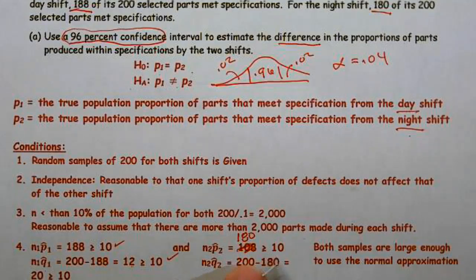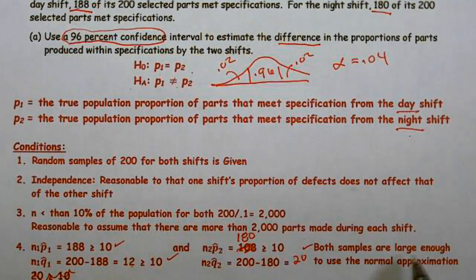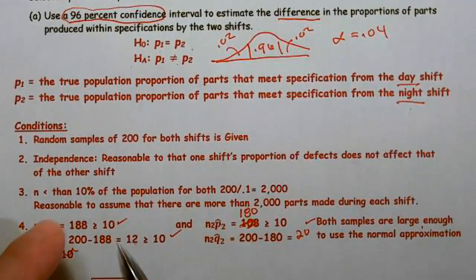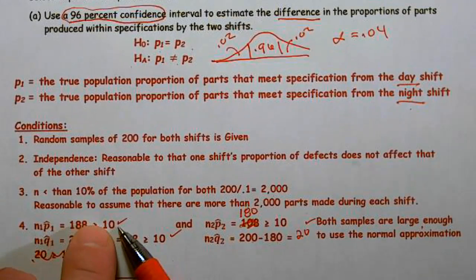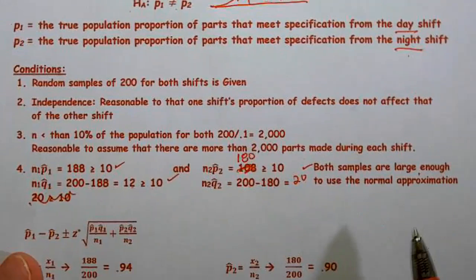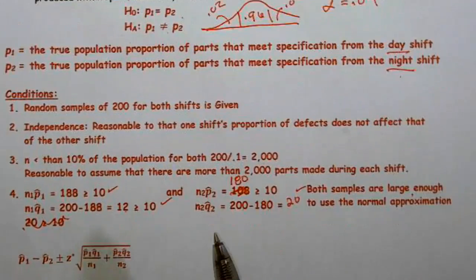180 is greater than 10. 200 minus 180 is 20, which is also greater than 10. Both samples are large enough to use the normal approximation. Remember, we're working with proportions, so technically this is a binomial, but as long as our sample sizes are large enough, we get to use the normal in this case. And to be large enough, they have to be greater than 10. Both of these are for all conditions, therefore it's good enough. Now, please remember, this is going to be really important.